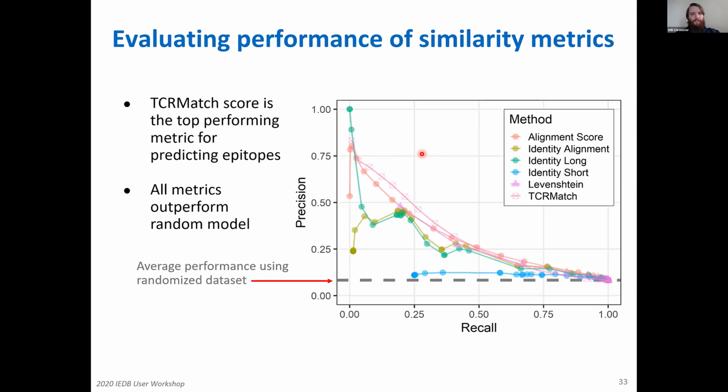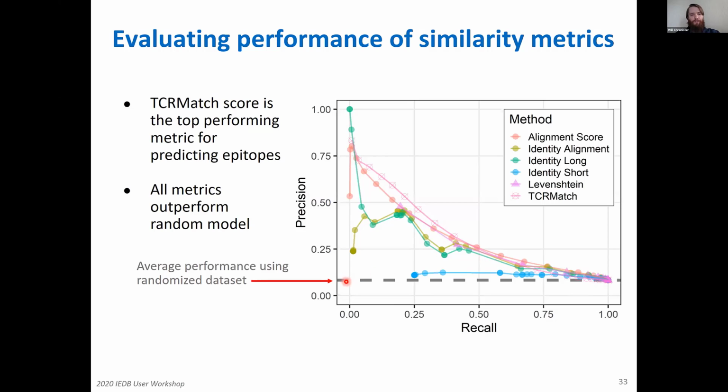TCRMatch we found was the best performing, especially in this left half of the graph. It was good to see that we were able to get precision above 50%, recall in the neighborhood of 0.2, and TCRMatch in general outperforms the other methods. And then eventually everything converges as we get into more and more lenient thresholds. We're getting worse and worse matches, and as a result, we lose precision while gaining recall.